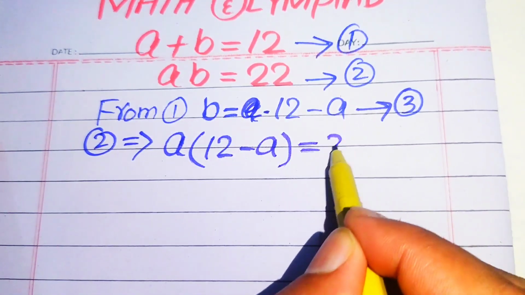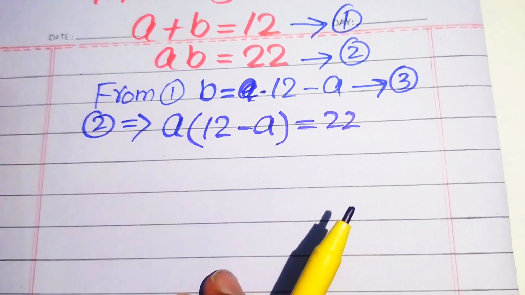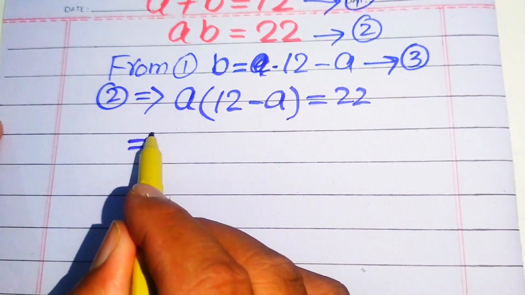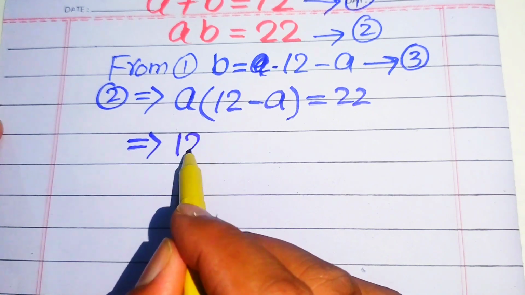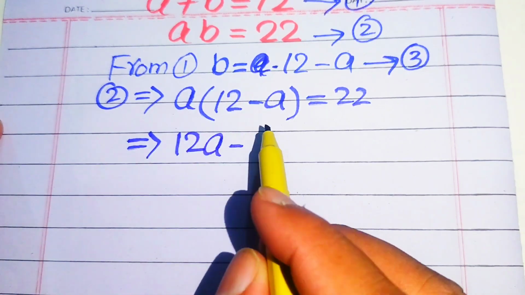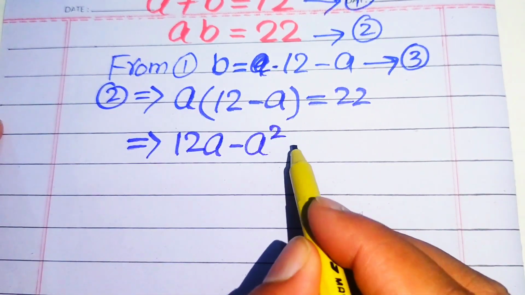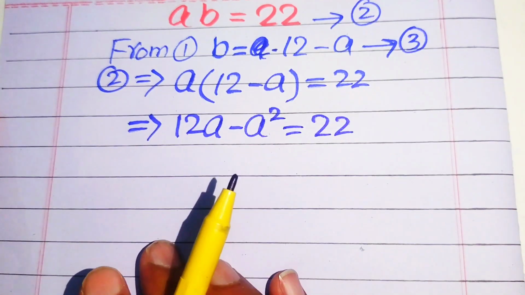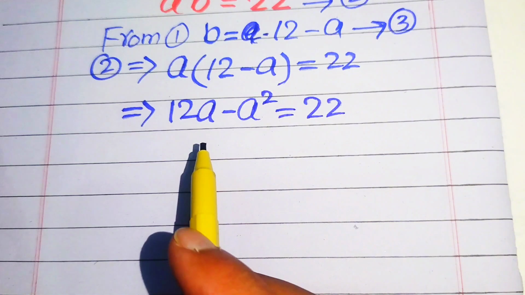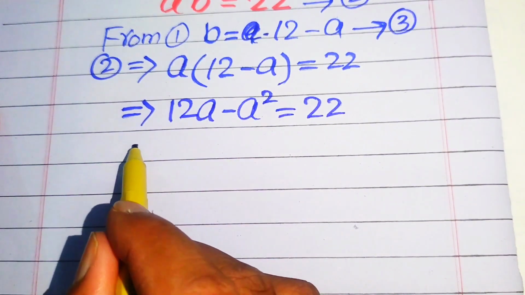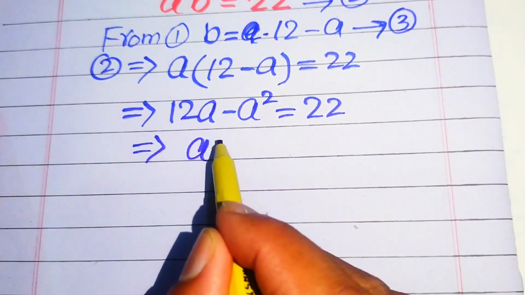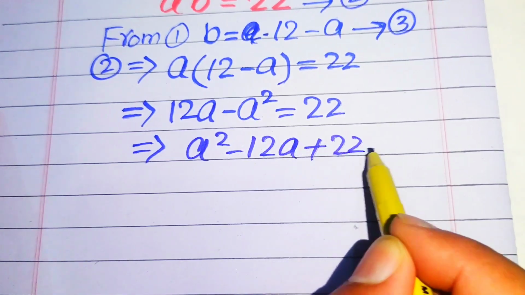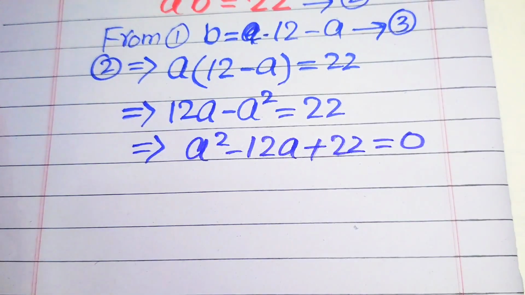a, equals 22. And now because we solve this problem for the values of a and b, we multiply this a on both of these terms, and it is written as 12a minus a square equals 22. Now we rearrange the terms and move all the terms from the left hand side to the right hand side, and it is written as a square minus 12a plus 22 equals 0.